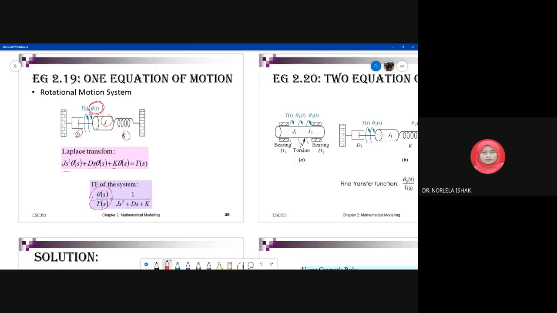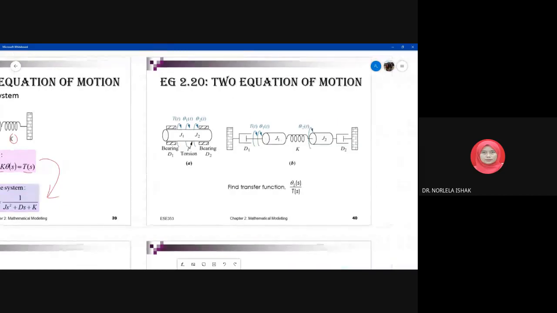equal to what? Equal to the sum of applied force at the angular displacement. So equal to T, the total torque. So you simplify the equation and you can get the transfer function. Okay, so that's for the single loop.